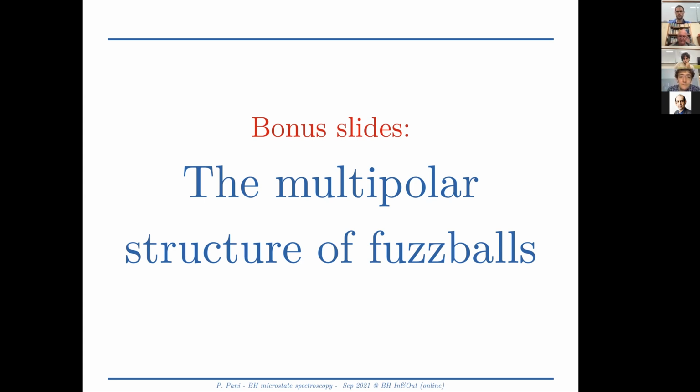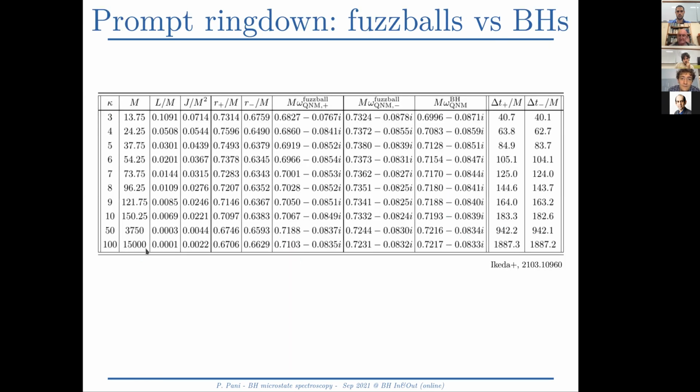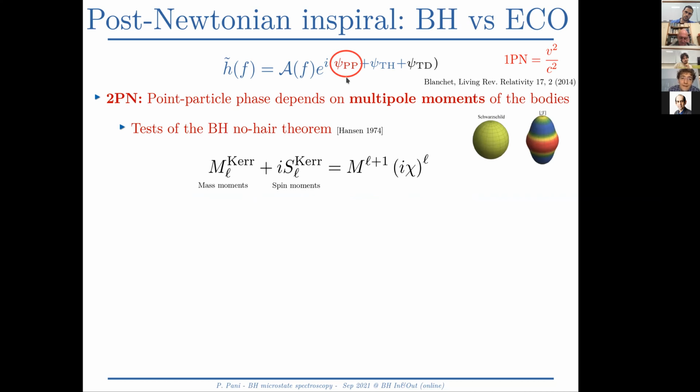Okay, great. I will take just a few minutes because I showed you this diagram here. These are in fact embedding diagrams of these fuzzballs, but I didn't explain them. So let me actually spend some time on the multipolar structure of fuzzballs, which is interesting on its own. And it's interesting for various reasons. One is to draw those nice embedding diagrams. The other is because the post-Newtonian waveform depends on the quadrupole moments and higher moments of the two objects in the binary. In particular, the point particle phase at second PN order depends on the multipole moments.